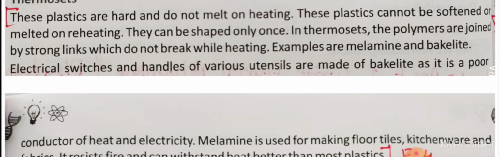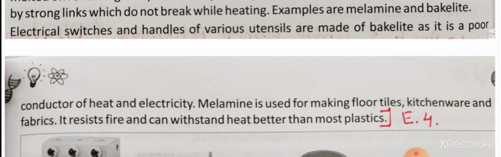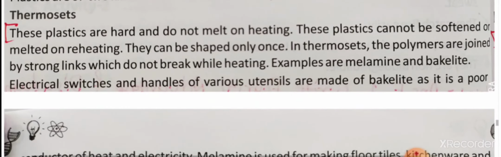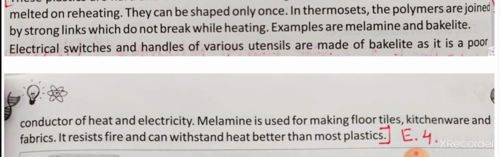Electrical switches and handles of various utensils are made of bakelite, as it is a poor conductor of heat and electricity, whereas melamine is used for making floor tiles, kitchenware and fabrics. It resists fire and can withstand heat better than most plastics. So thermosets are mainly used for these purposes.